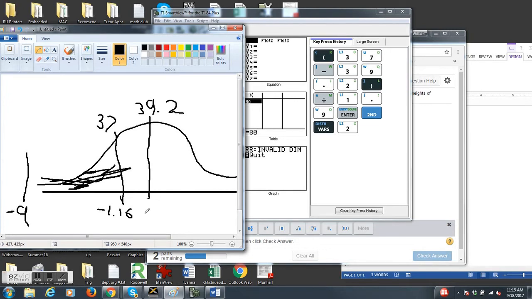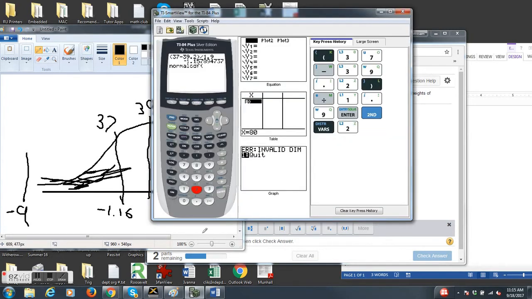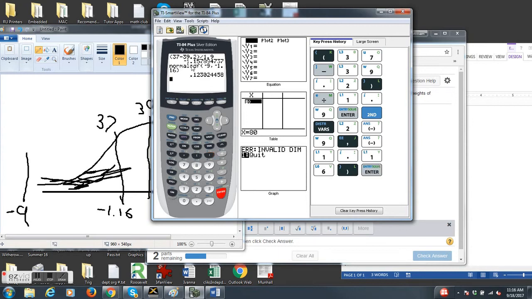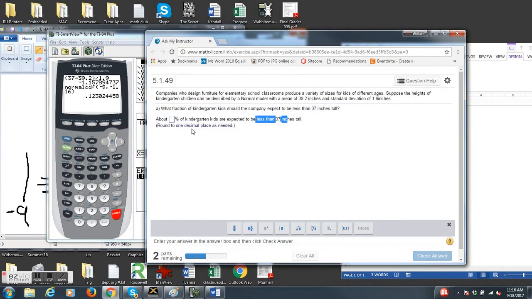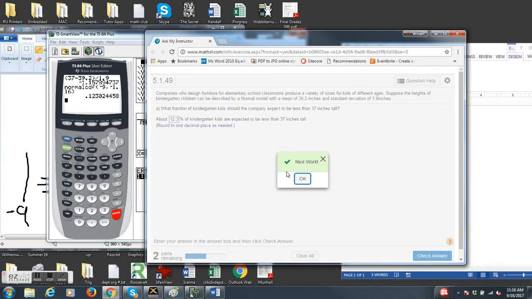So that's what I do. Negative 9 to negative 1.16. And by the way, you have to use the negative sign key, not the minus. The minus will give you a syntax error. But there you go, I get my answer, 0.123. I just have to change this to a percent. So my answer is 12.3%. Good.